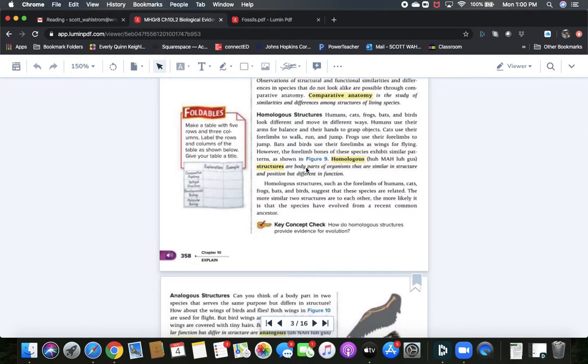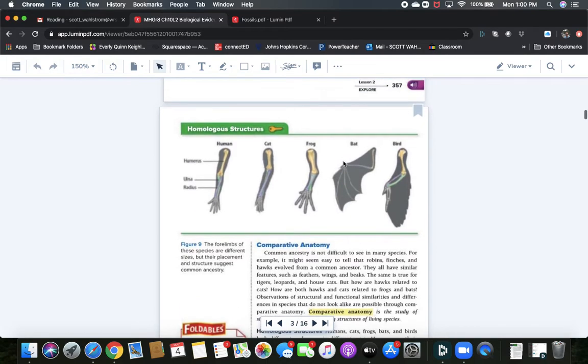Homologous structures are body parts of organisms that are similar in structure and position, but different in function. You may remember homologous comes from the Greek prefix homo, meaning the same. These structures are similar in that they all have the same type of bone pattern, even though they have evolved to do very different things, anything from grabbing to jumping to flying.